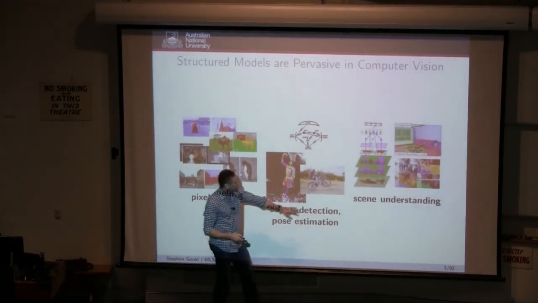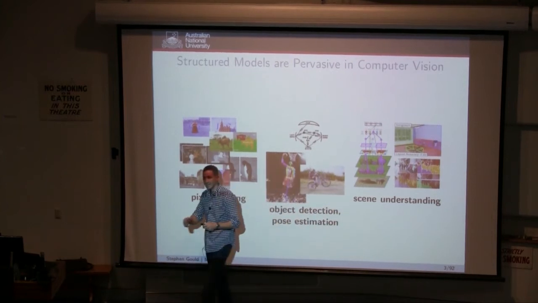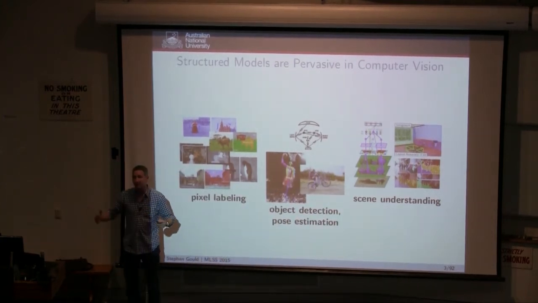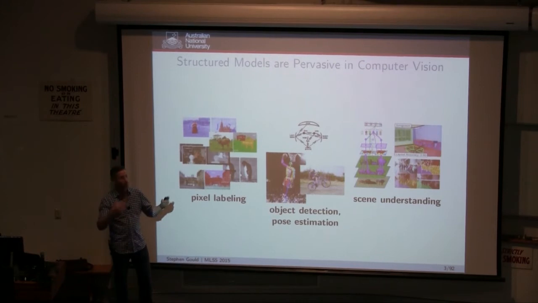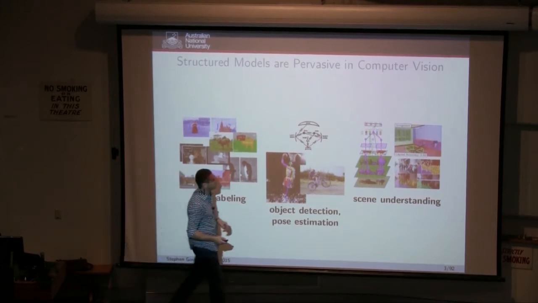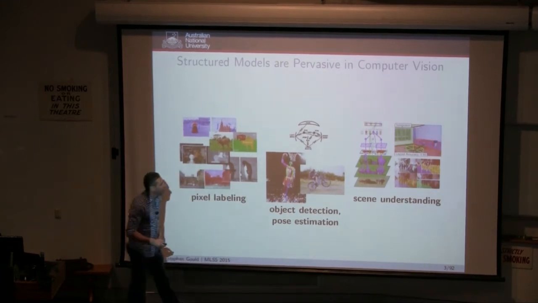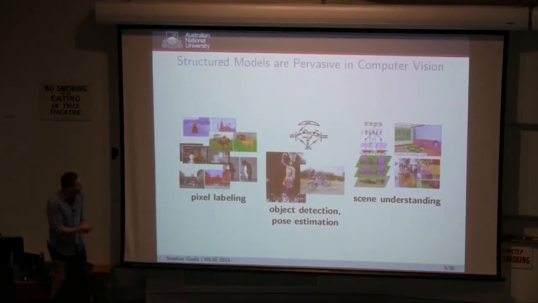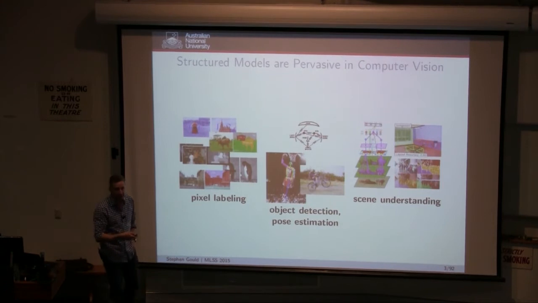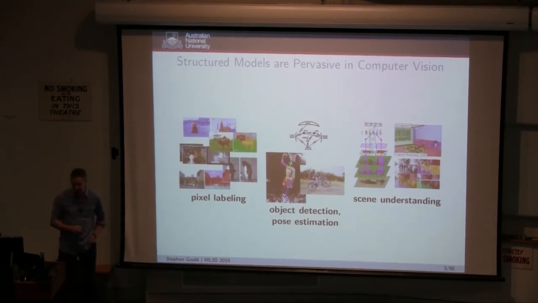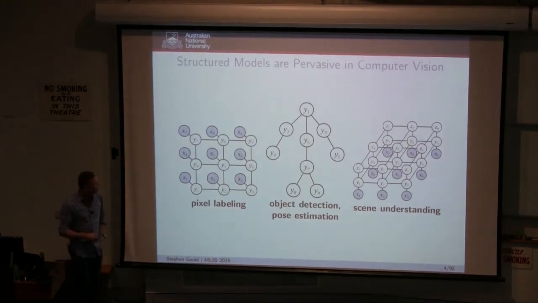Okay, and finally, in more holistic scene understanding, where you're trying to understand a whole lot of things about the scene, the semantics and the geometry and the pose and all of these things at the same time, you can build up these structured models on top of each other. Okay, and all of these models have the same flavor in that they're all based on structure prediction models or Markov random fields.